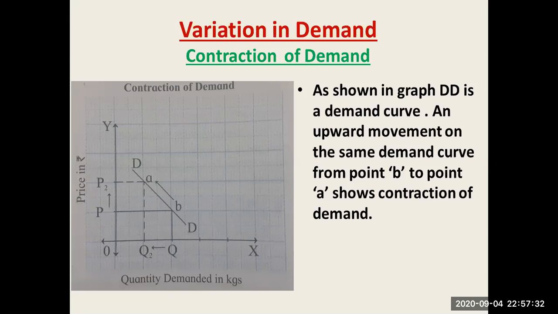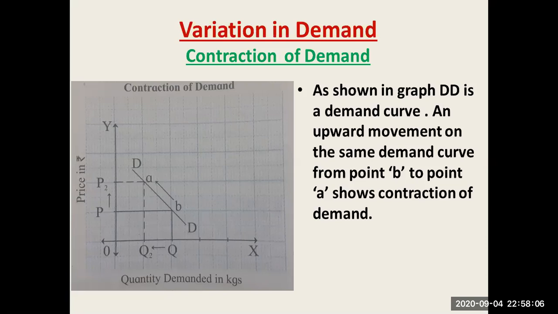When the price rises from OP to OP1, the demand will fall from OQ to OQ2. That is called the contraction of demand, which means demand will fall. So the demand curve moves in the upward direction on the same demand curve. These two points, B and A, explain the condition: the movement from point B to point A shows the contraction of demand. So this is the contraction of demand.